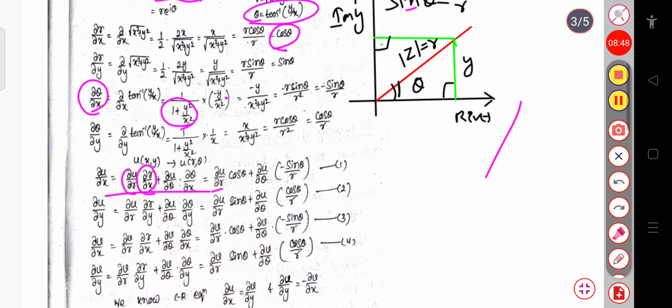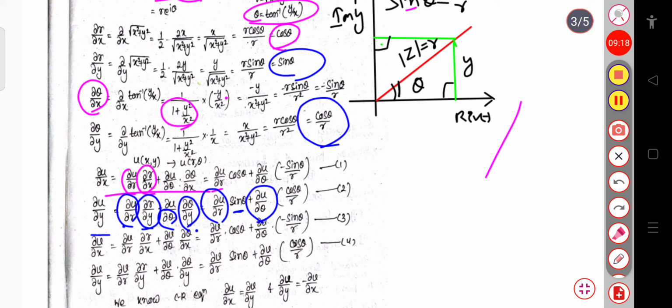Now similarly for ∂u/∂y, we can write ∂u/∂r into ∂r/∂y plus ∂u/∂theta into ∂theta/∂y. So for the first term ∂u/∂r, in place of ∂r/∂y we have to put sin theta. So this will be ∂u/∂r into sin theta plus the second term, ∂u/∂theta into ∂theta/∂y. Here you can see that ∂theta/∂y is cosine theta by r. So simply we have to substitute this value here.